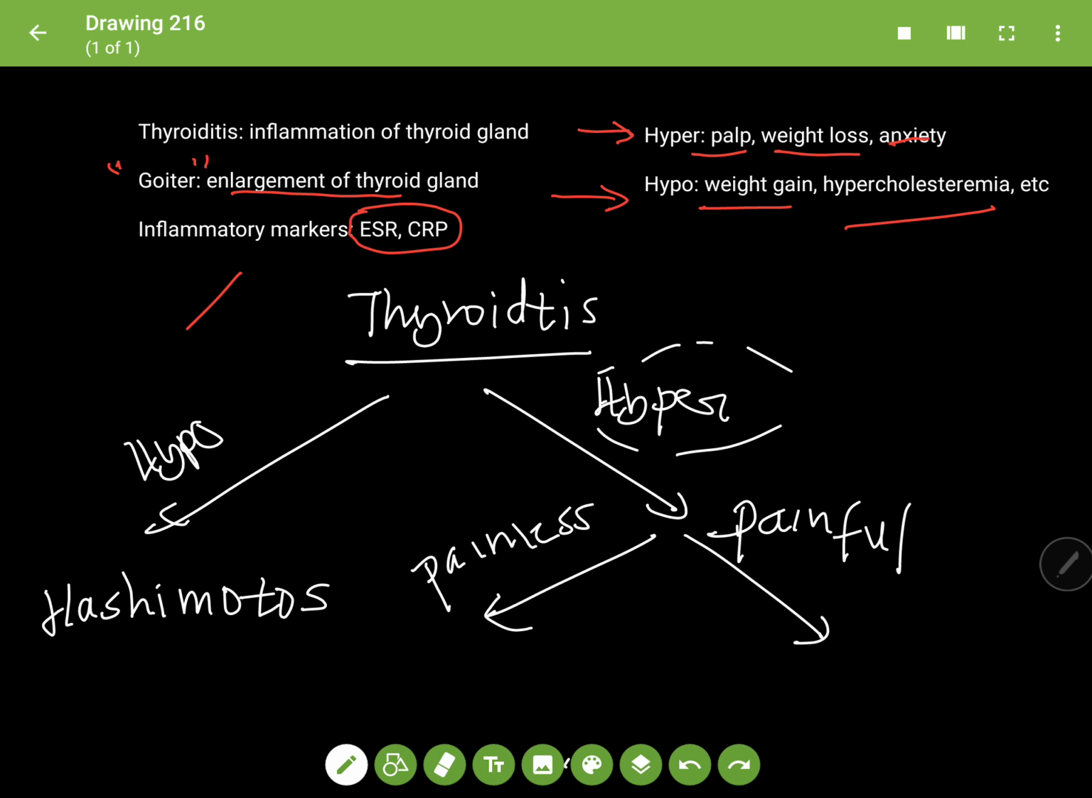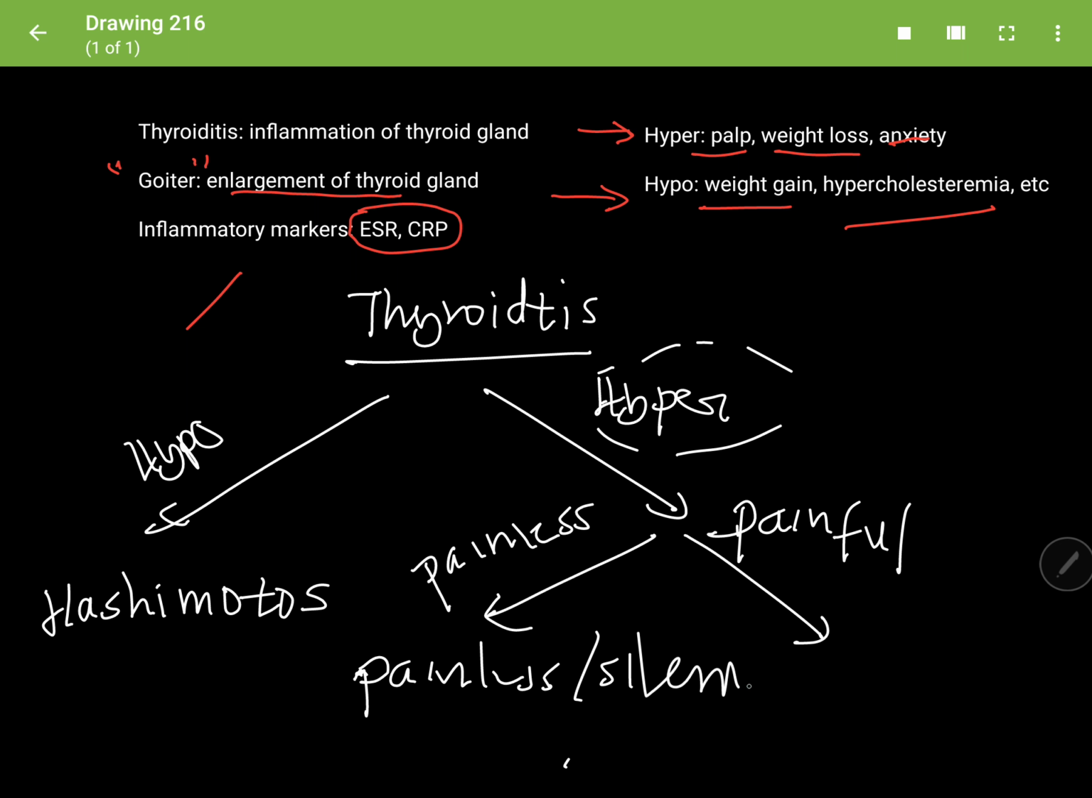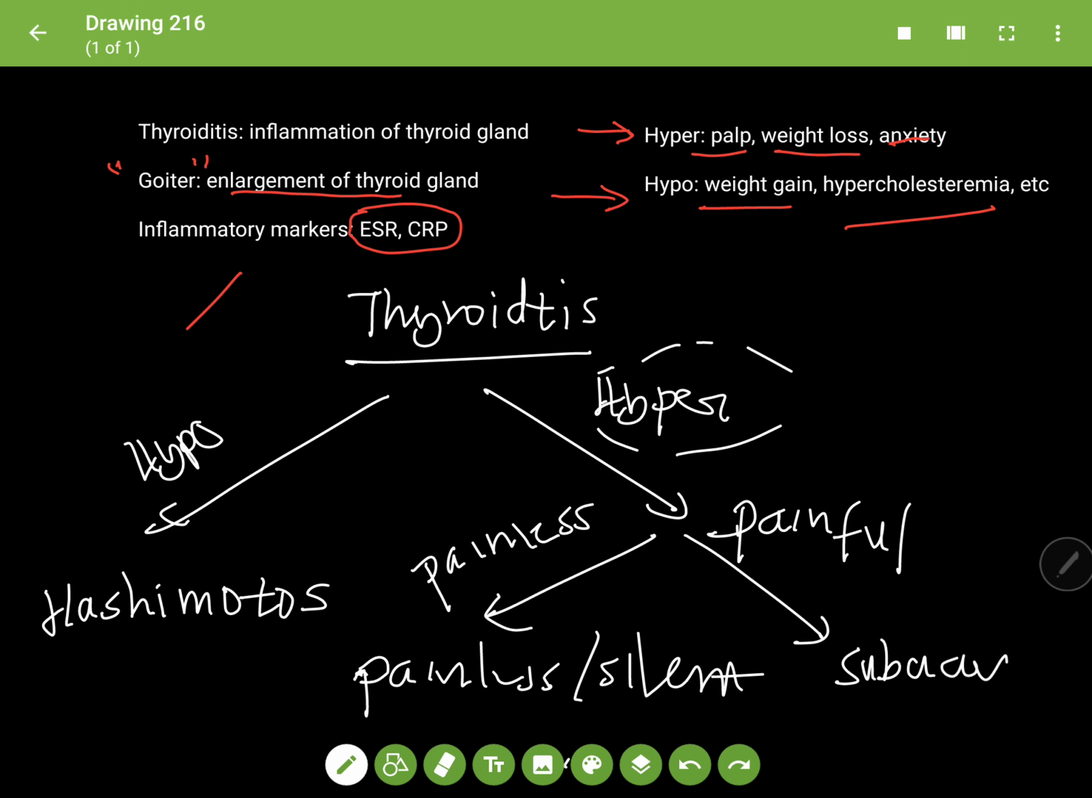And the name says it all: a painless inflammation of the thyroid is painless or silent thyroiditis. A painful thyroiditis is subacute. And in this, it's painful, it's actually tender. So that's a better word.